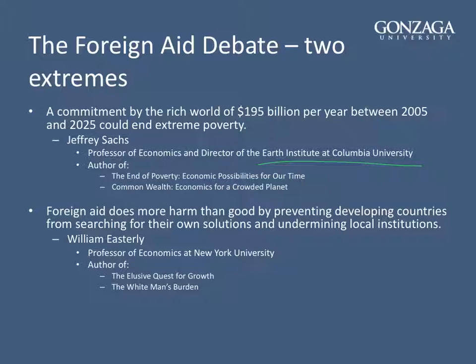Whereas other people, William Easterly is another world scholar in growth, argue just the opposite. He argues that it does more harm than good. They become dependent on aid, and they don't ever develop the resources and infrastructure they need to grow on their own. Again, we'll talk more about this throughout the class. Which side is correct is one that we may never come to terms with.